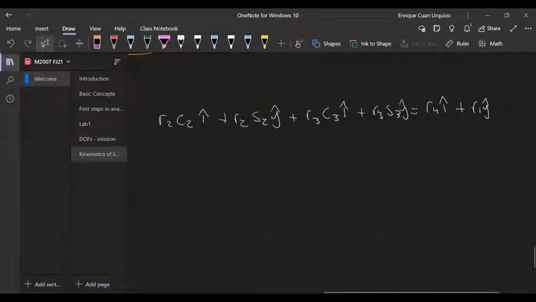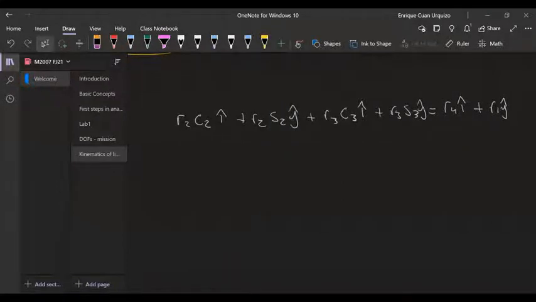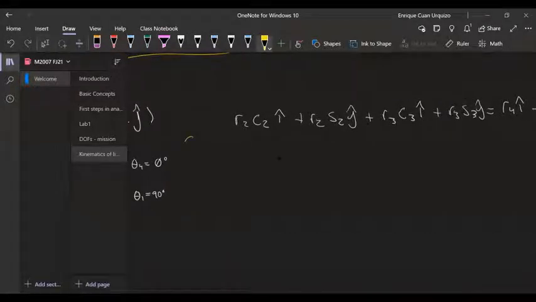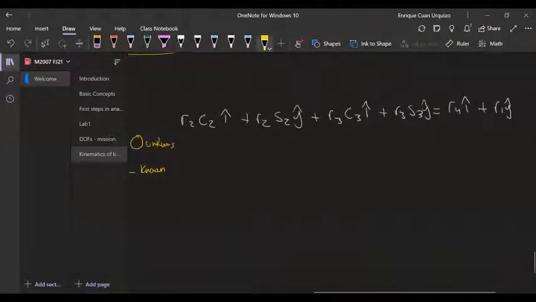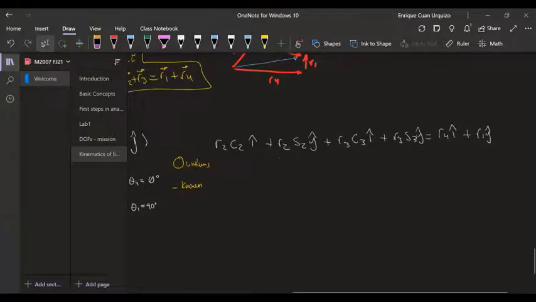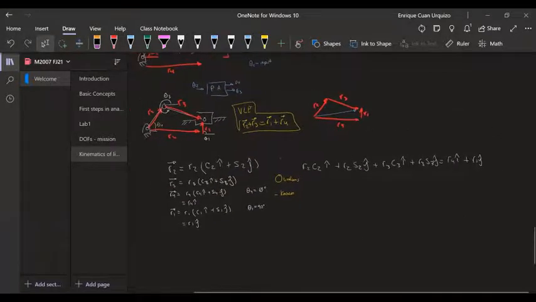Which is the next step? Now that I have the expanded version of the vector loop equation, what do I need to do? Separate the vertical and horizontal components. Before we separate them into components, I need to identify what I know and what I don't know. And then I split them into components. I don't remember which nomenclature we used last time, but I say circle the unknowns and underline what you know. And let's think about it.